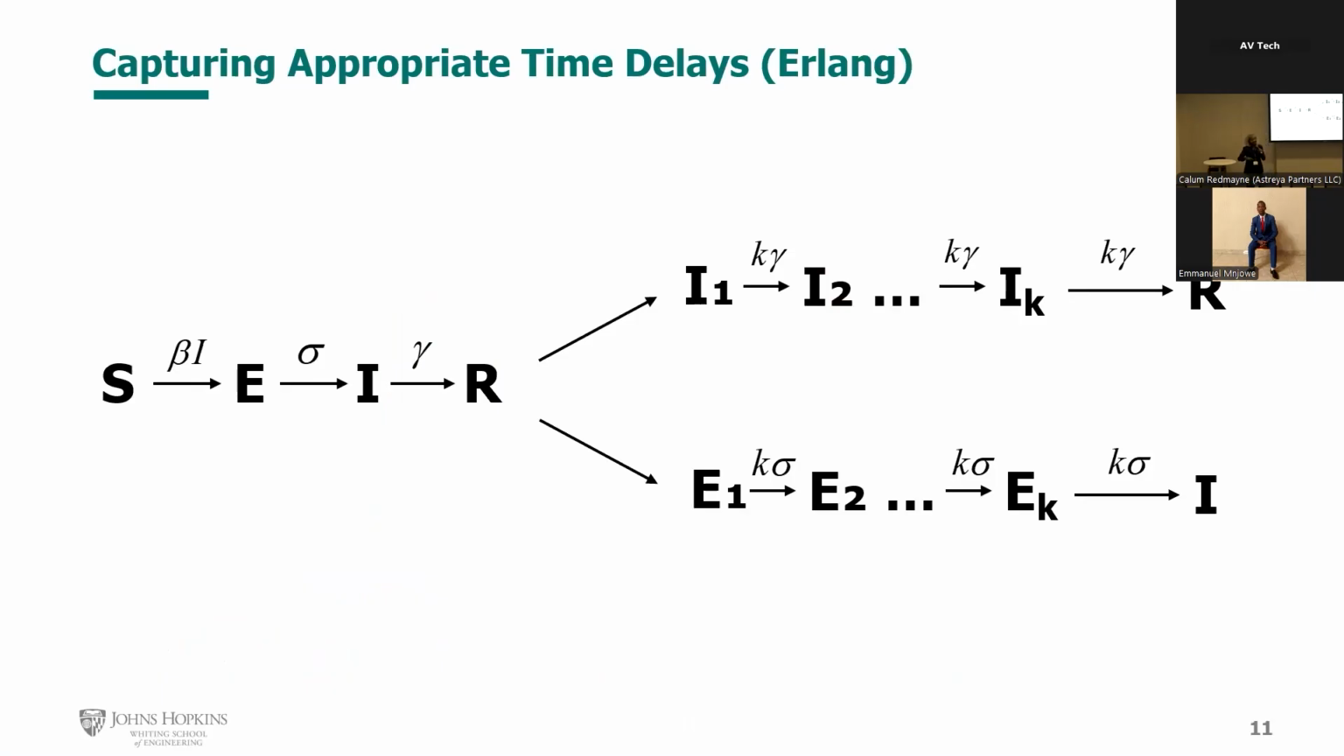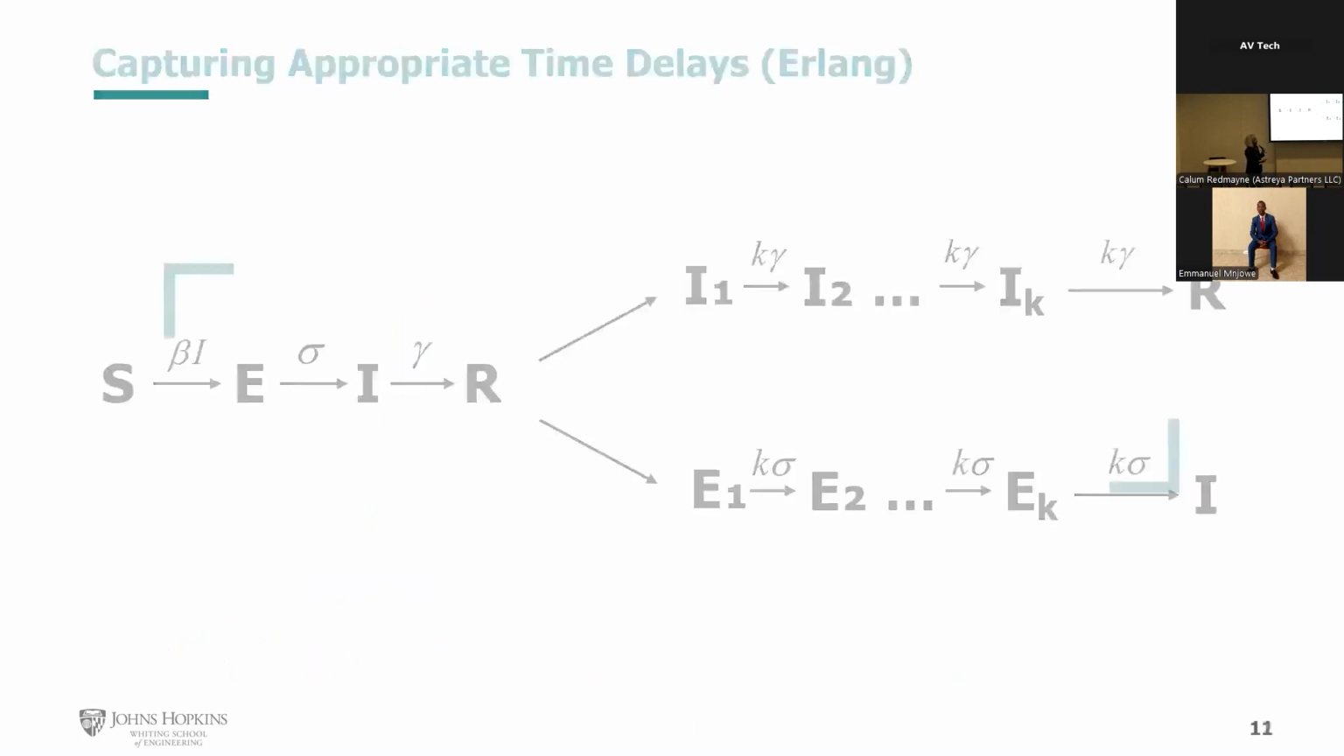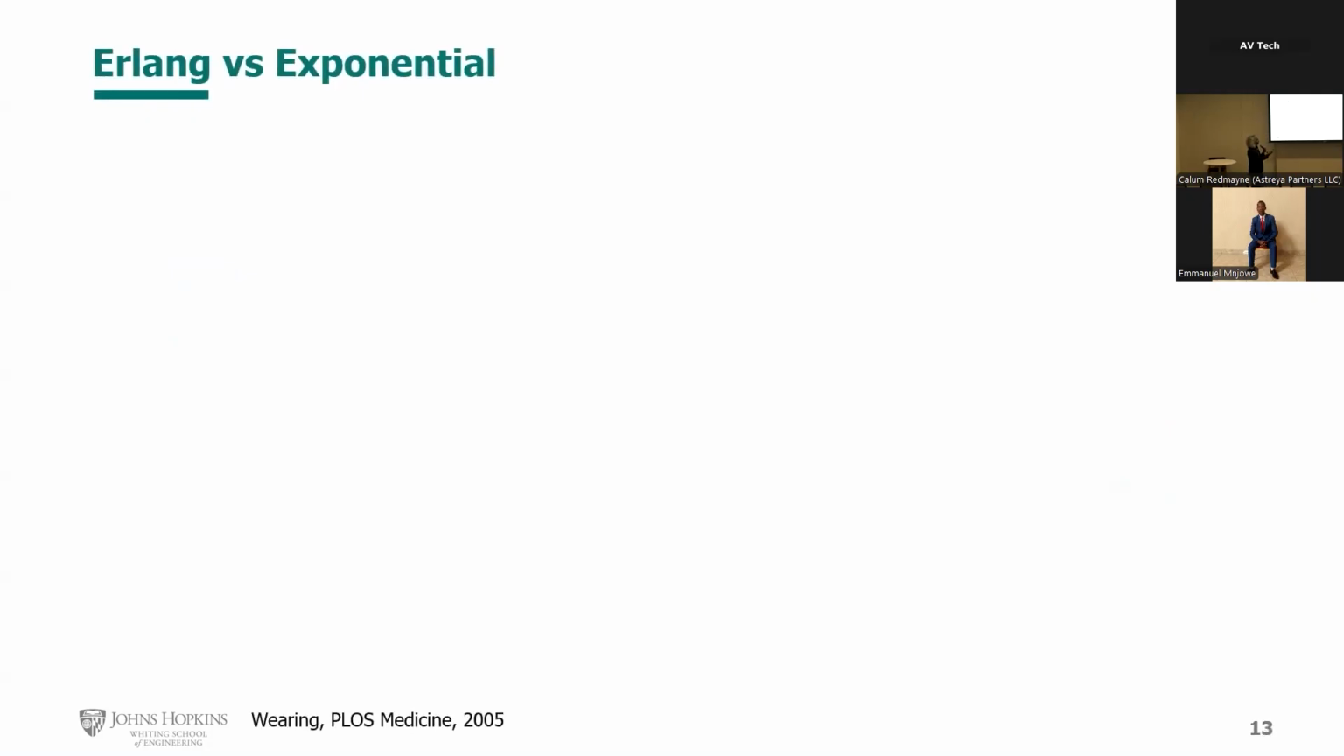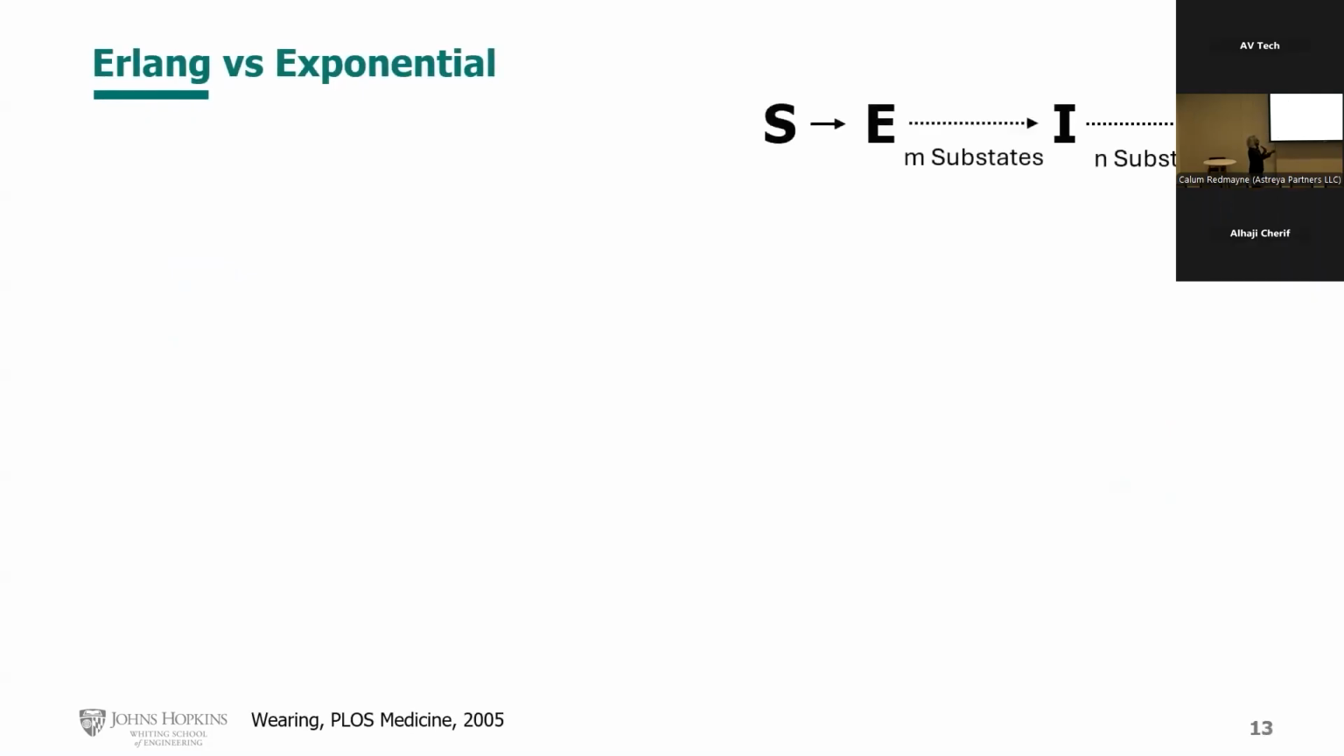Now that I've shown you all these distributions, one question we have is: do different waiting time distributions really affect your model outcomes? I'm going to show you this through just two examples. So let's for now consider an SEIR model, and we have M substates in the E and N substates in the I.